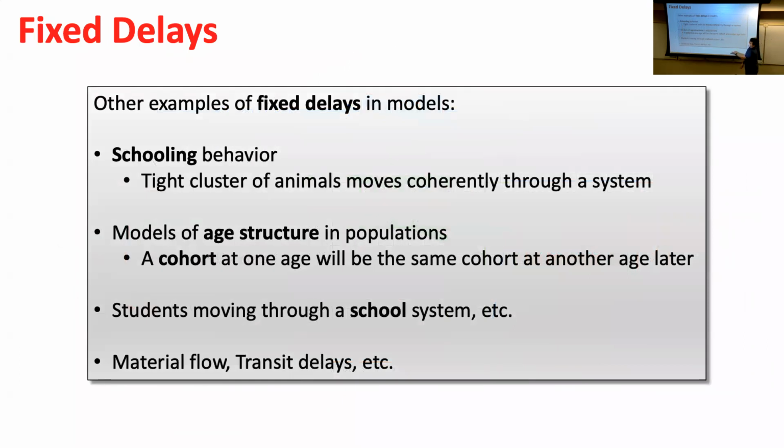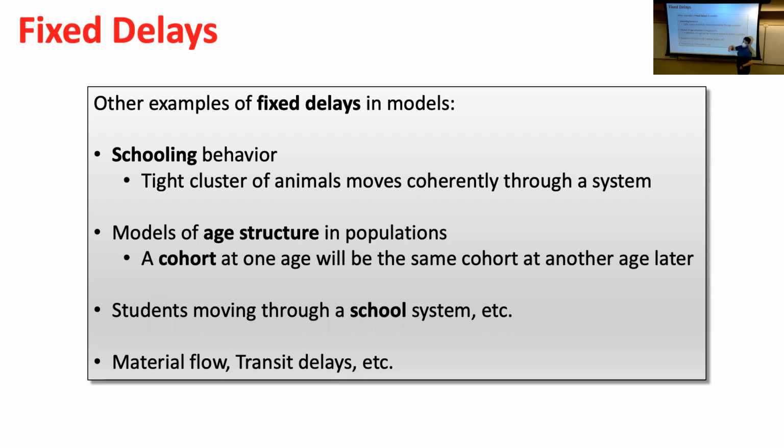So these are examples of fixed delays. Schooling behavior: whenever you have tight clusters of individuals that move together, you could think of this as fish, or you could think of this as people getting on a train. Everybody gets on a train car, and then they stay in that train car. Then that train moves at a particular speed down the tracks and then lets them all off. Well, that's a fixed delay. So that's kind of like they're schooling like fish together.